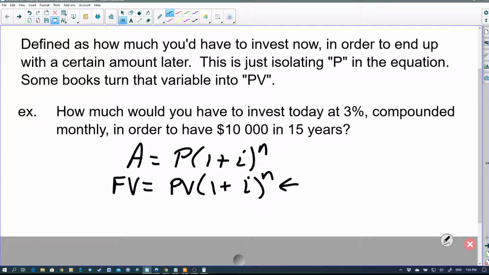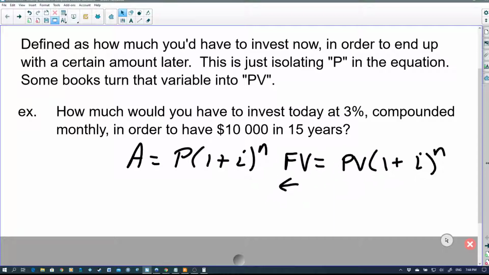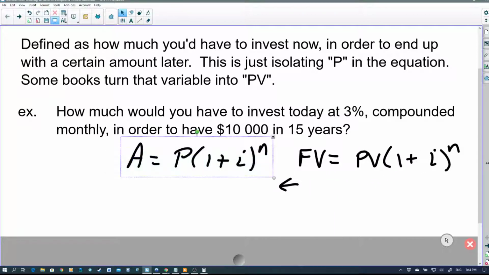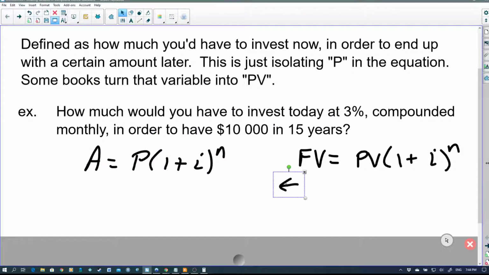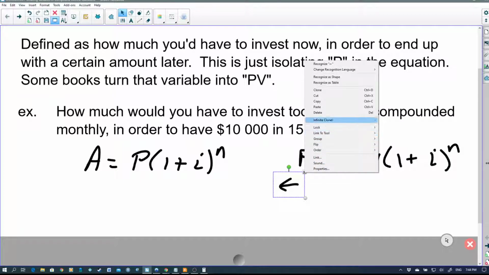So I would rather just use the original formula, A is equal to P times (1 plus i) to the n, and get students to understand that P is your principal, which is your present value, and A is your future value, the one that you're going to end up with, your final amount, in other words. But you do need to know that both of those versions are possible. So we'll just move that one off to the side. So we're going to use the A equation.